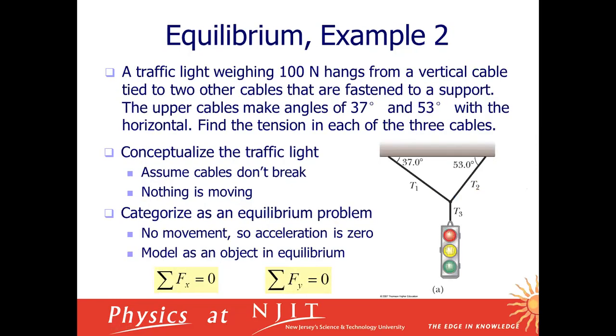And then we have another example for your first law of motion. A traffic light weighing 100 newtons hangs from a vertical cable tied to other cables that are fastened to a support. The upper cables make angles of 37 degrees and 53 degrees with the horizontal. Find the tension in each of the three cables. Conceptualize the traffic light. Assume that the cables don't break and nothing is moving. Nothing is moving, so you're going to apply what? The first law of Newton's motion.